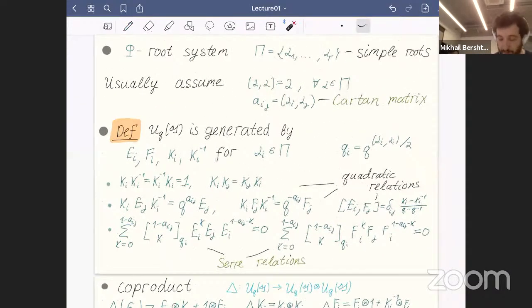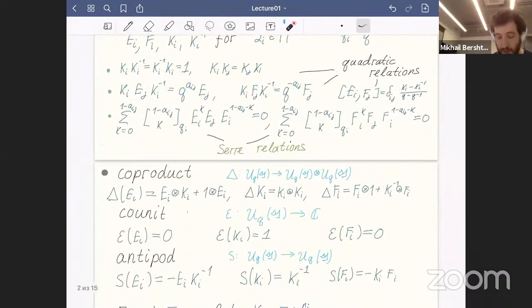Okay. So we have several relations for E's, and we have the same, just replacing E with F, several relations for F's. And if a_ij is equal to minus one, as in the simplest case, then this is a cubic relation. In principle, for the non-simplest case, it is a relation of a higher degree.